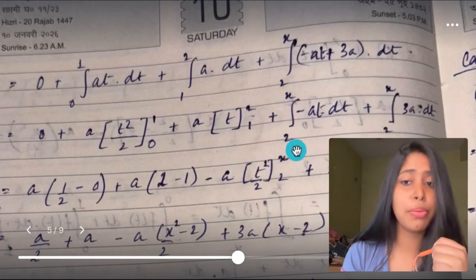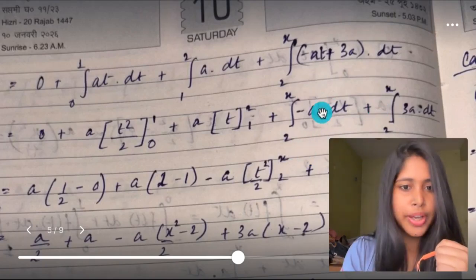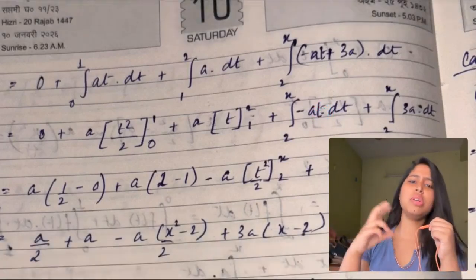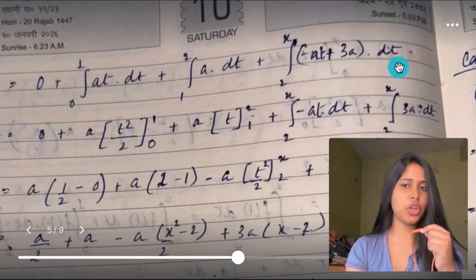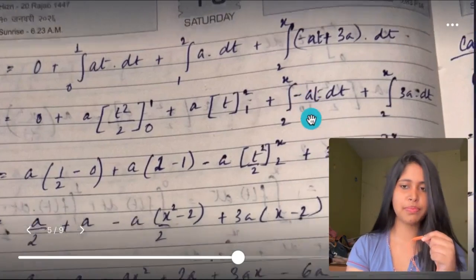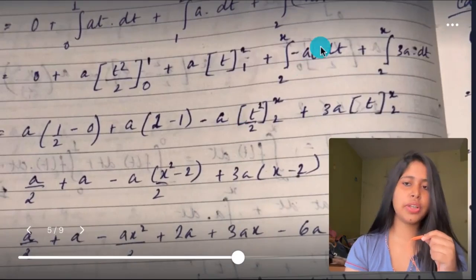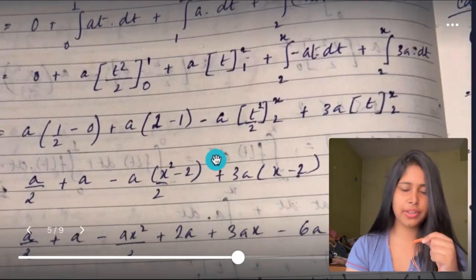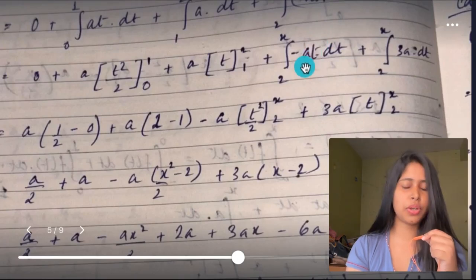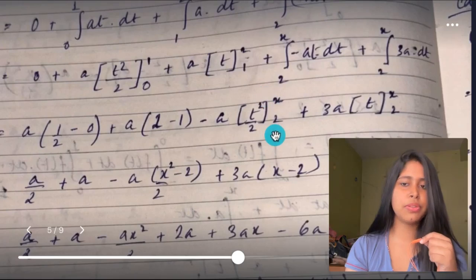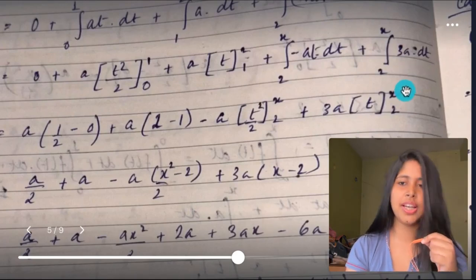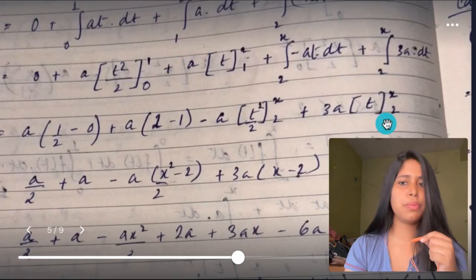Then see the next part. This part you need to do from 2 to x. The limit is from 2 to x. So you will break the integration. First you will do minus 80 dt, then plus 3a dt with the same limit, 2 to x. Then what do you get? Minus a: you take the constant outside, so it will be minus a, and you are left with t. So what is the integration of t? It will be t square by 2, with the limit from 2 to x. And for this part, you take out the constant, which is 3a, and you are left with dt. If you integrate it, you get t, and the limit is from 2 to x.